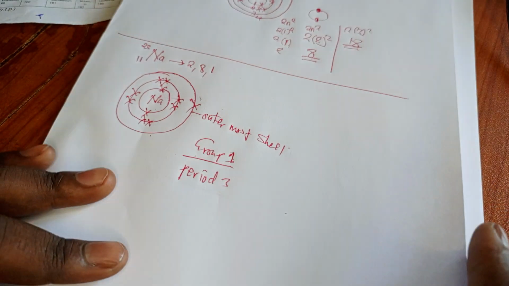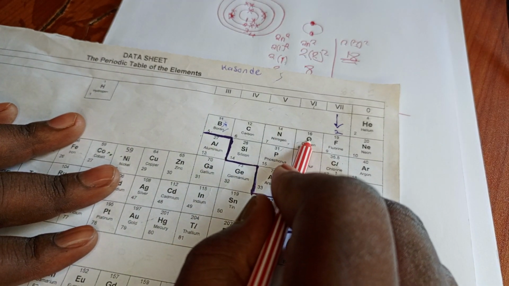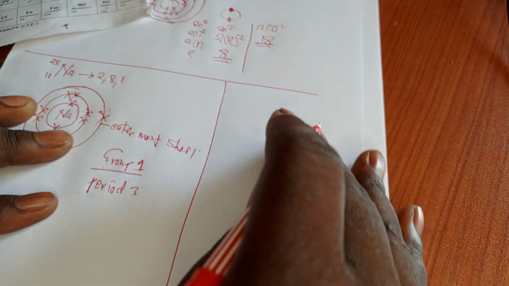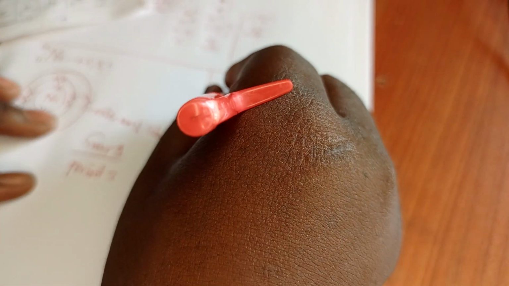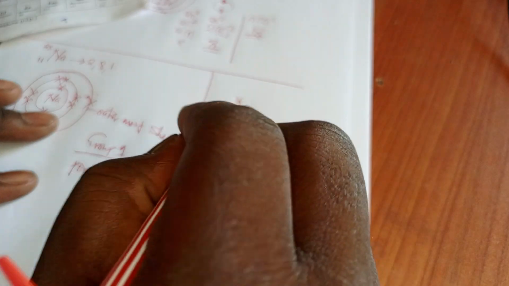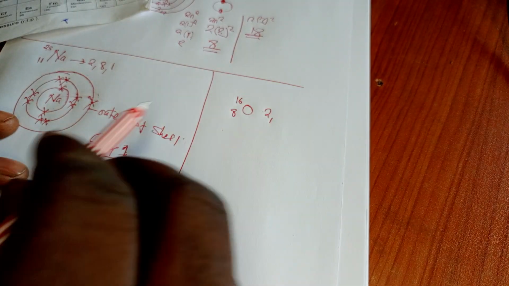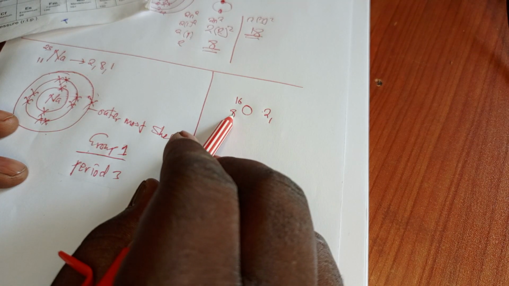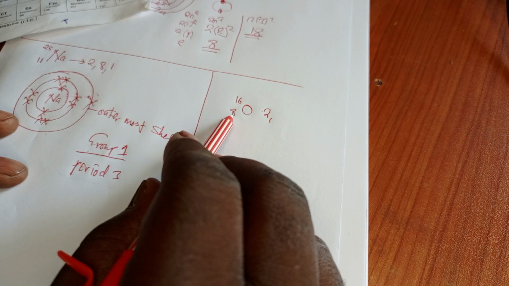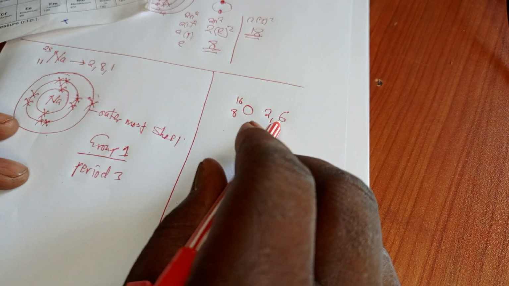I'll take another example. I'll go for oxygen. Oxygen is here; as you can see, we have oxygen 16 here, then 8 here. So I'll write the configuration and the structure. So I have 16 here and 8 here. I'll write the configuration first. Since we know that the first shell carries 2 electrons, I'll write 2 here, comma. Now from 8, when we remove 2, we remain with 6. So I'm going to put a 6 here, because it can't reach up to 8.